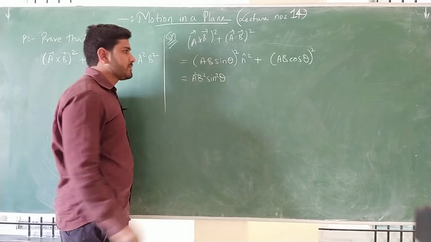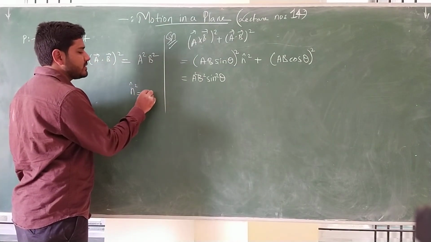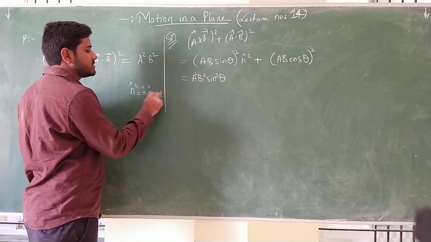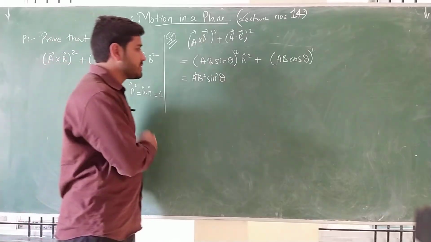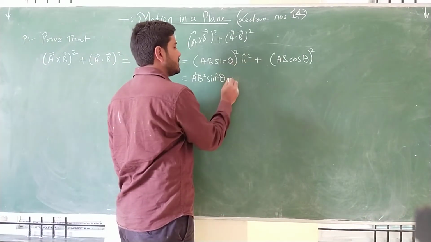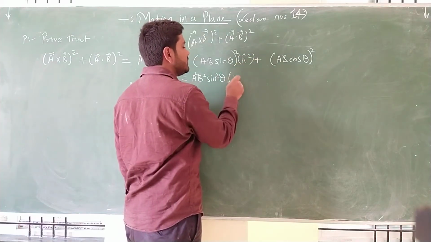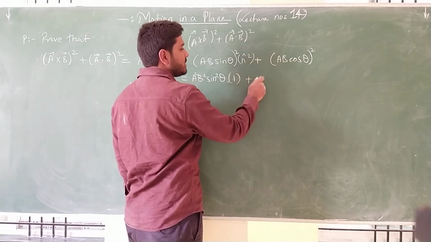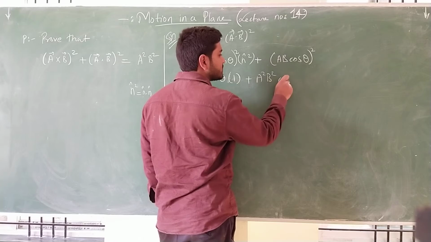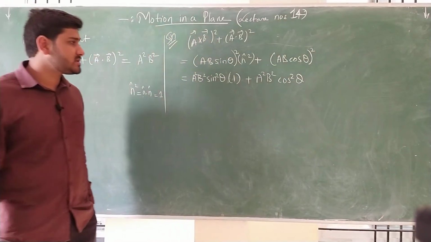Correct? n cap square is nothing but n cap dot n cap, and we know n cap dot n cap is 1. Dot product of the same vector is 1. Just go to the previous classes if you don't know. Okay, plus n cap into n cap is 1, plus again here AB cos theta whole square is nothing but A square B square cos square theta. Am I correct?